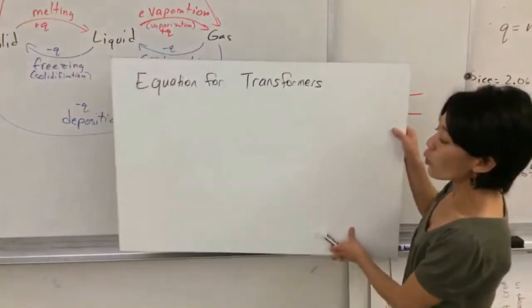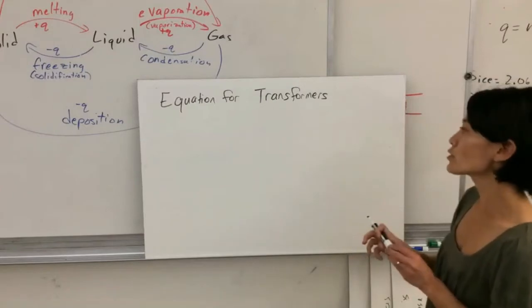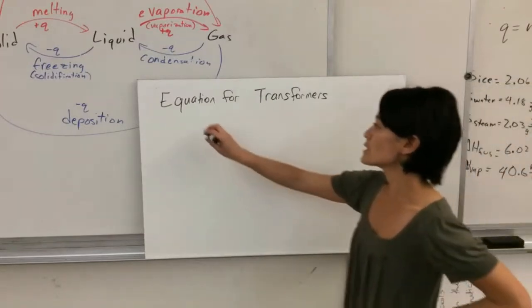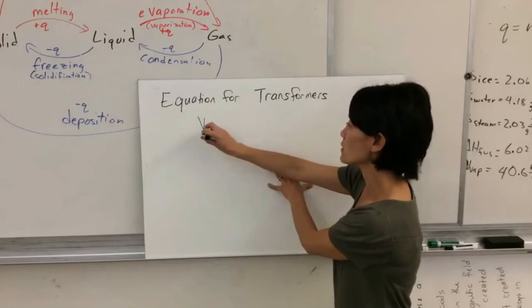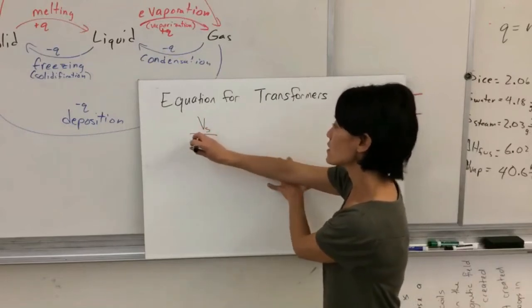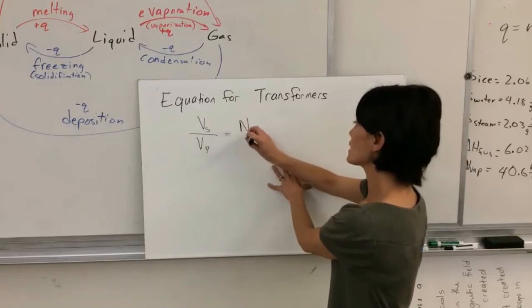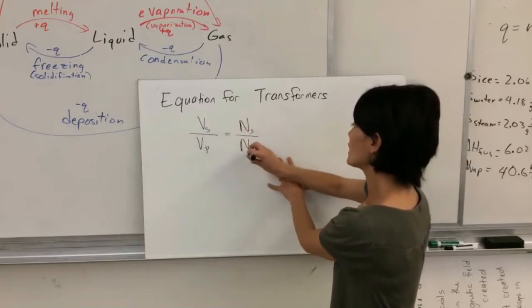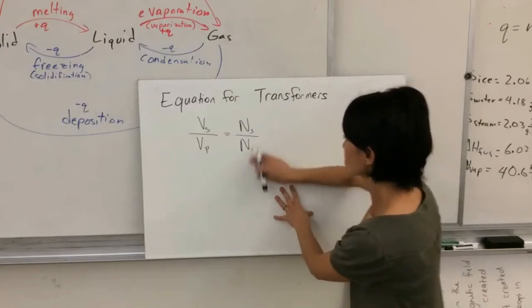So let's look at the equations for transformers. The equation for the transformers is this, and I'm just going to write it out and then I'll explain what the terms are. Vs over Vp is equal to Ns over Np. Oh, that's a terrible P. Oh, that's even worse.